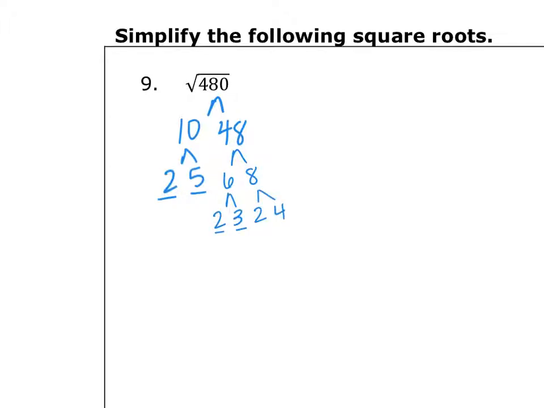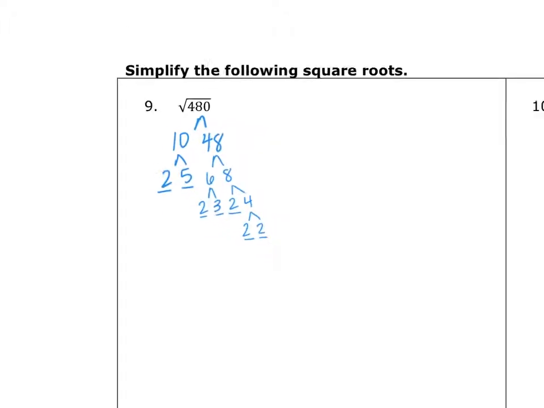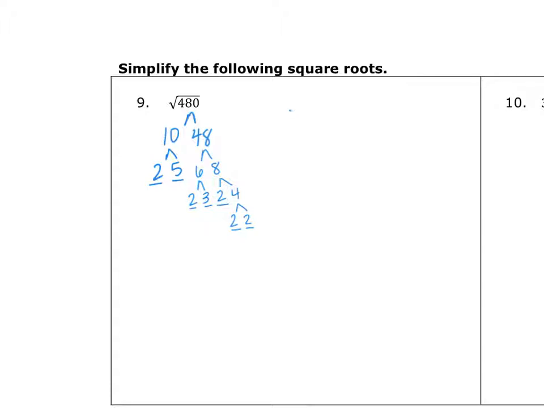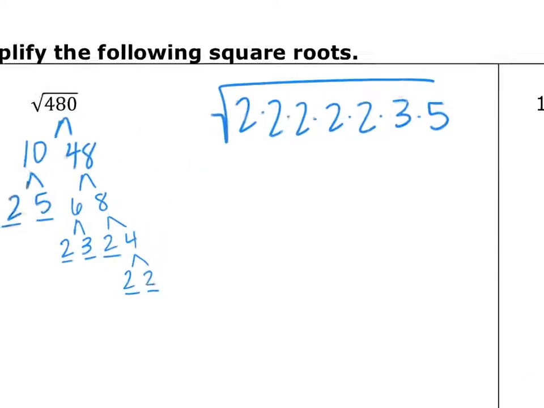8 is 2 and 4. 2 cannot be broken down, but 4 is 2 and 2. So when I replace this, instead of 480, I'm putting 2, 2, 2, 2, 2, 3, and 5. And you're going to hear me checking this in my calculator really quickly. I'm doing 2 times 2 times 2 times 2 times 2 times 3 times 5, and it is 480, so I know I've simplified it correctly.